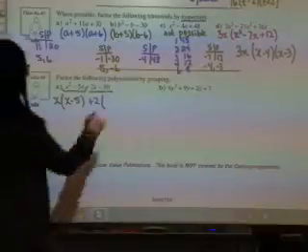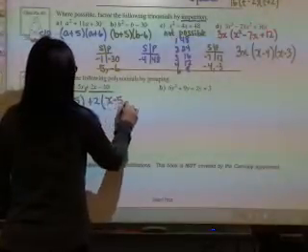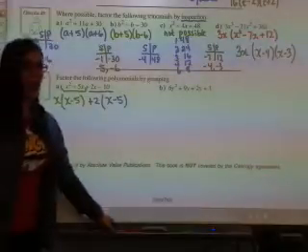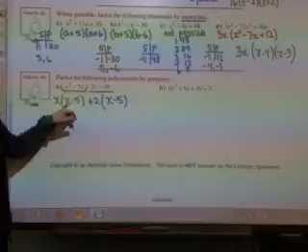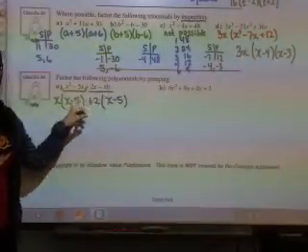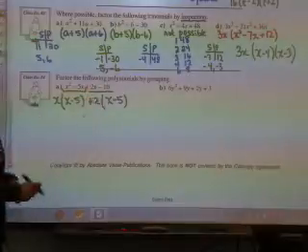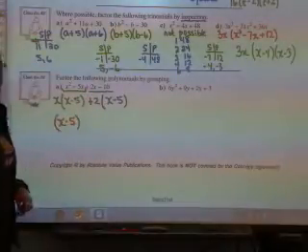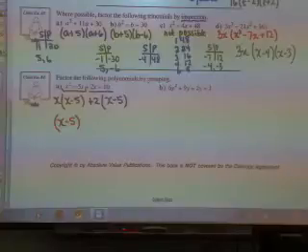X minus 5. Now I have an expression where I now have two common factors, that factor itself being an expression. I can take out an x minus 5 from each term, and what would I be left with?